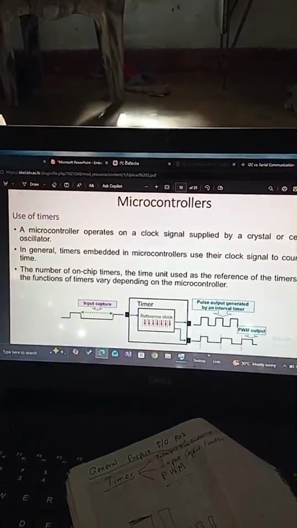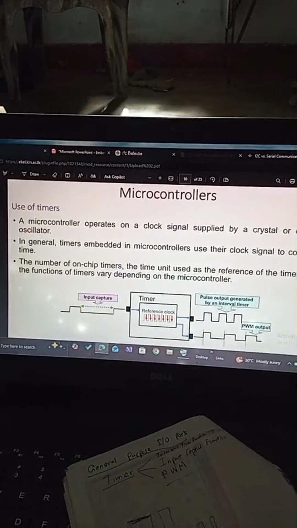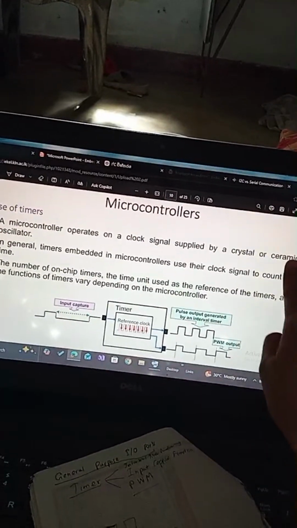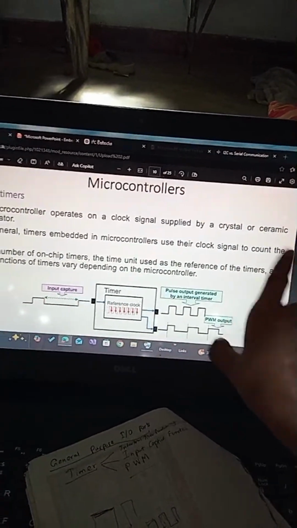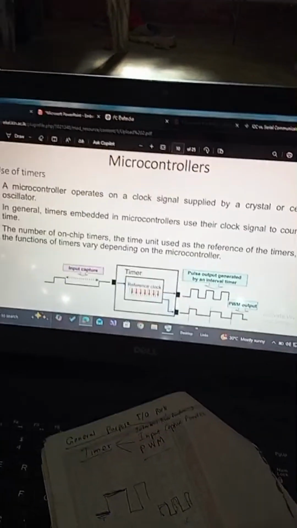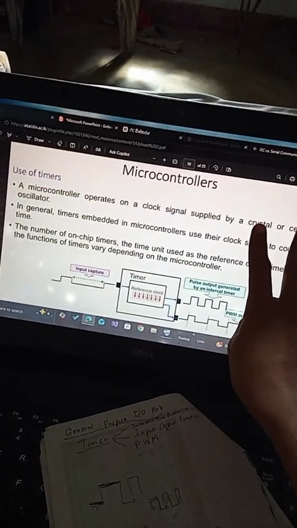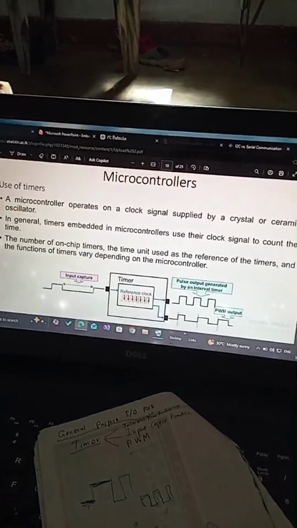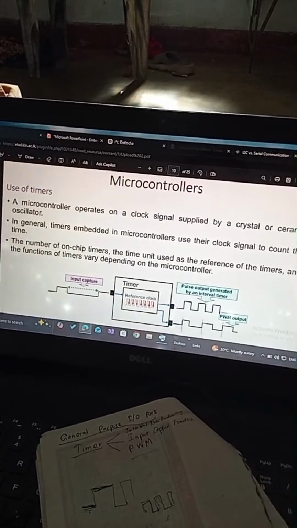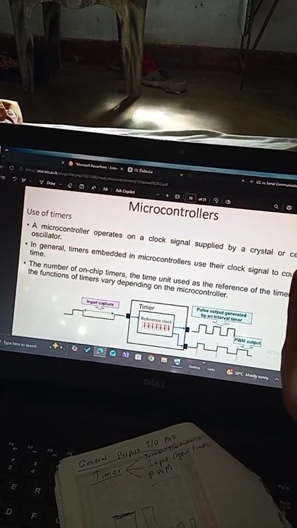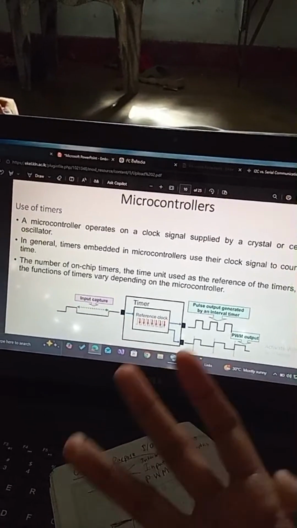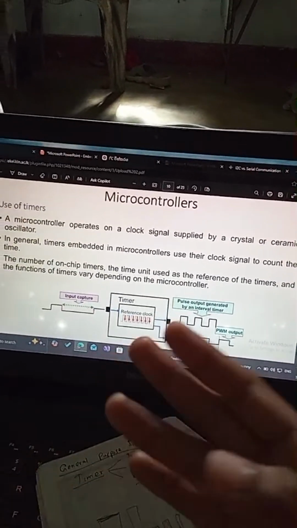A microcontroller operates on a clock signal supplied by a crystal or ceramic oscillator. So these are the two words that I just explained. Only because of these two words, I went to ChatGPT and learned everything. These two are not necessary, but knowing them is good. So normally crystal and ceramic oscillators are used to give input pulses to the microcontroller. It is like a clock. It just generates clock signals.